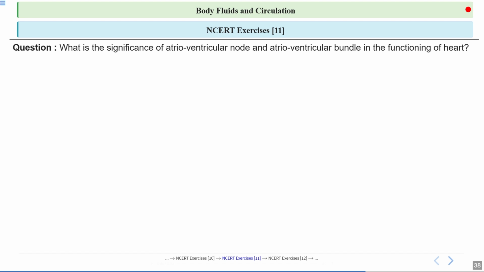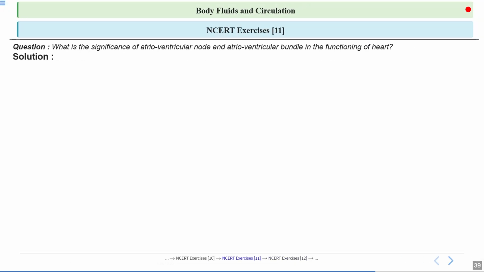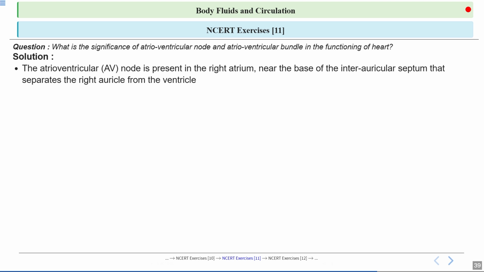Okay, next question is, what is the significance of atrioventricular node and atrioventricular bundle in the functioning of the heart? So let's discuss the answer. Now you can see the AV node, the atrioventricular node, is located in the right atrium near the base of the wall that separates the two upper chambers. Now, this strategic position allows it to receive the electrical impulses from the atria and prepare to pass them to the ventricles.